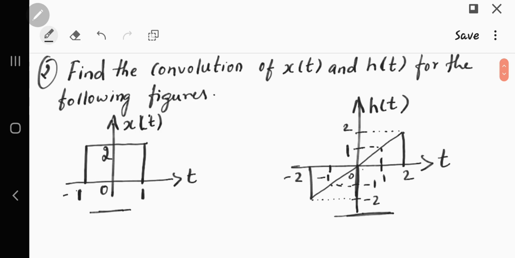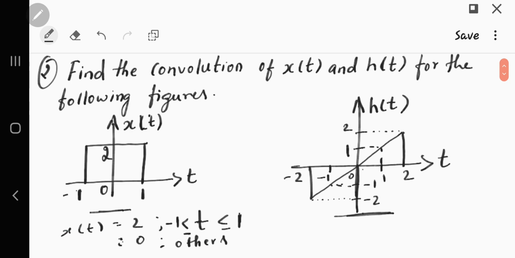like a ramp signal. Now x of t is having an amplitude 2 for value of t which is less than or equal to plus 1 and greater than or equal to minus 1. From minus 1 to plus 1 it is having amplitude 2, and for other values it is 0.